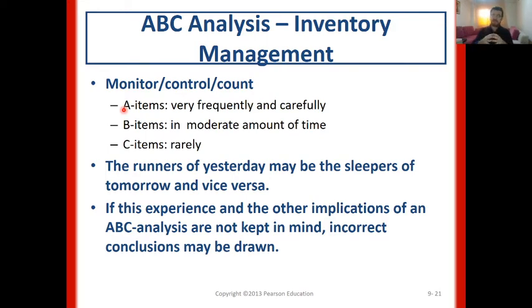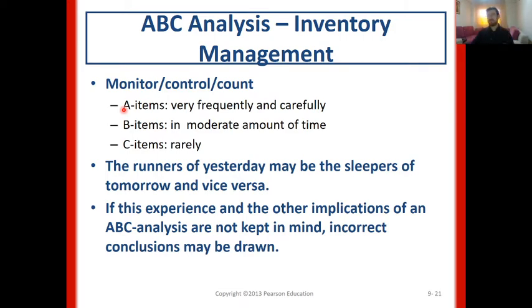For B items, so what do I mean by frequently? Maybe once a month, once every quarter, depending on your operation strategies. B items are less frequently controlled or monitored than A items, but more frequently than C items. C items are the rarely controlled or counted items because they have the least effect on our income or inventory costs.